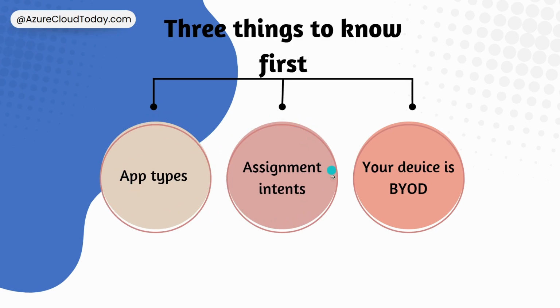Second is the assignment intents. When you assign an app, you choose an intent. The two you'll use mostly are available, which means the app shows up in the company portal and the user installs it if they want it. And the second is required, which means you're pushing it to them. We'll do available first because it's the gentle everyday option. Then add a required assignment in the following video so that you can see the difference.